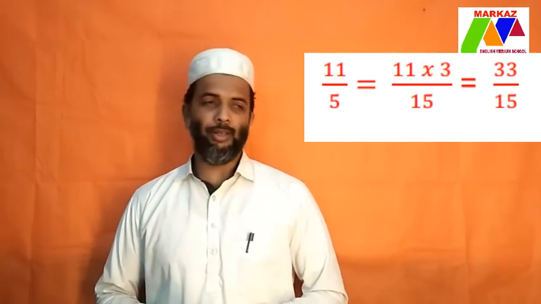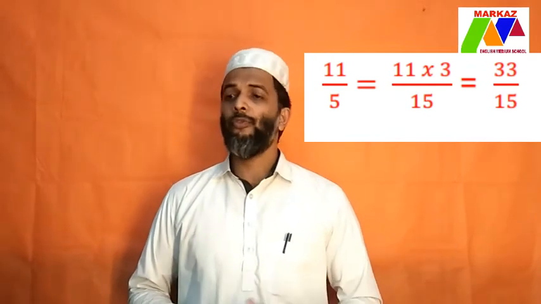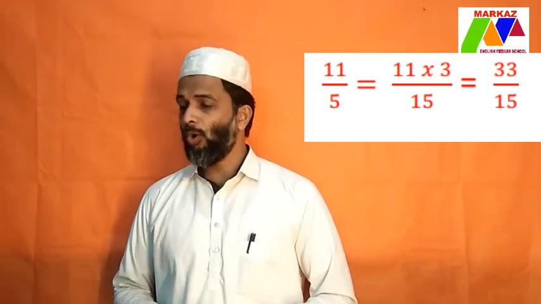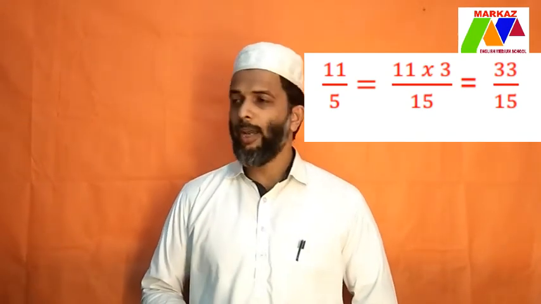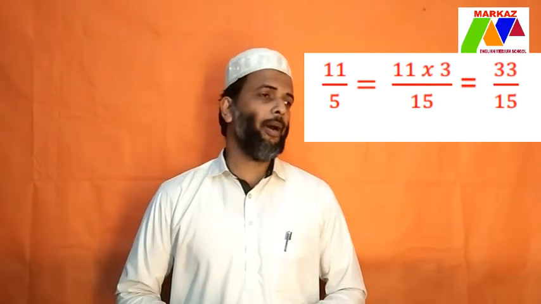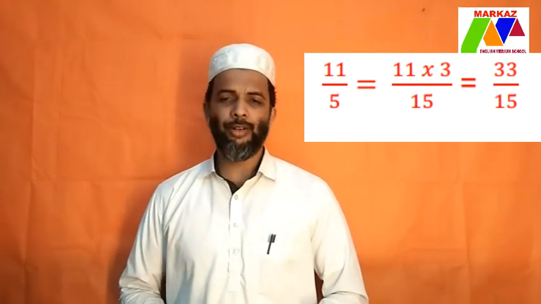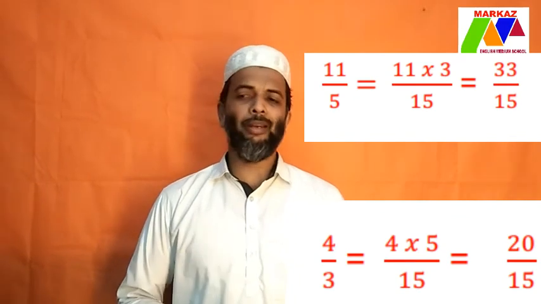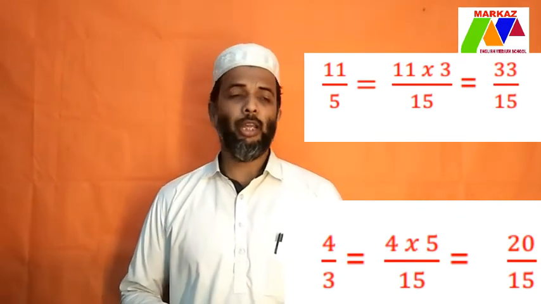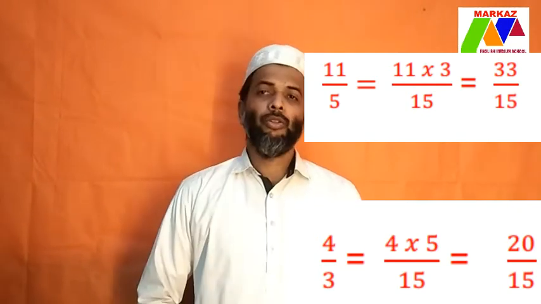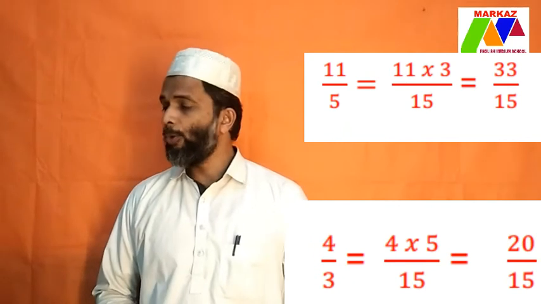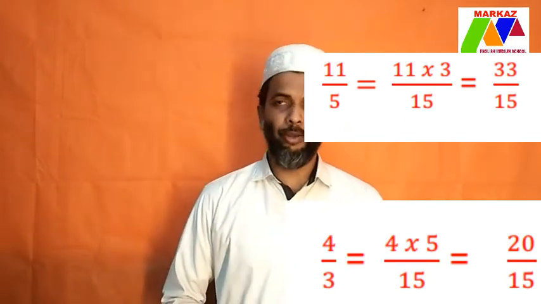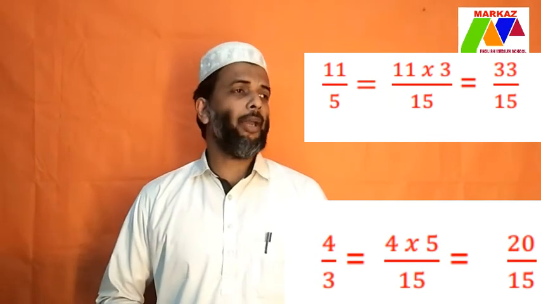Next step, compare the relation of LCM and denominator. In the first fraction, 5 into 3 is equal to 15. So multiply the numerator with 3. 11 into 3, answer is 33 by 15. In the second fraction, compare the relation of LCM and denominator. Here 3 into 5 is equal to 15. So multiply the numerator with 5. 4 into 5, answer is 20 by 15.